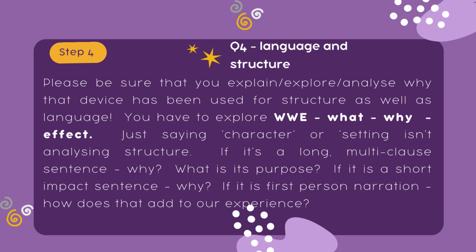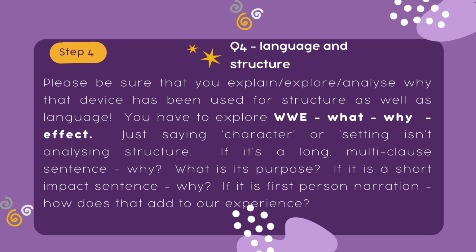Step 4 is to think about question 4, and many people have only commented on language or structure. Please be sure that you explain, explore, or for the most marks, analyse why that particular device has been used for structure as well as language. You have to explore, and one way of remembering that for structure is WWE. What is it? Why has it been used? What is the effect? Just saying character or setting doesn't tick the box for exploring structure. You have to explore the structure overall in terms of the effect that it has.